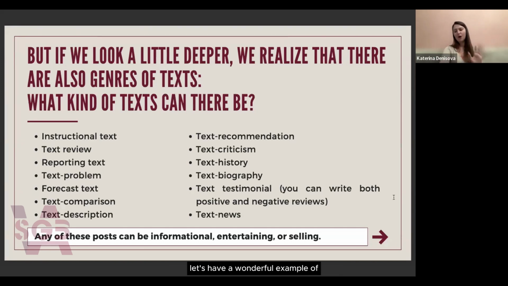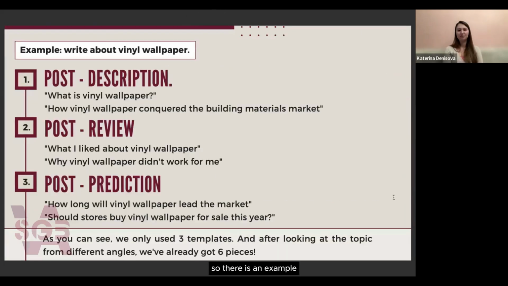Let's have a wonderful example of how we can use this tiny tip to help us create our content plan. Write about vinyl wallpaper. Let's imagine we have a client who sells vinyl wallpapers. In Russia, they are extremely popular. What post can we write about vinyl wallpaper? First of all, of course, a description post. What is vinyl wallpaper? How vinyl wallpaper conquered the building materials market?